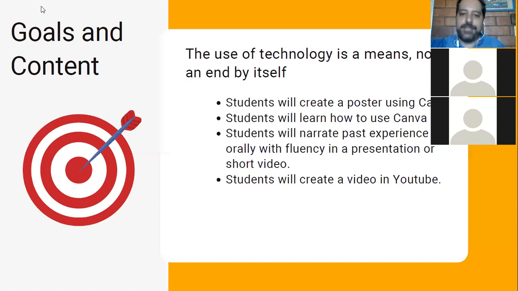Okay, the use of technology is a means, not an end by itself. So we have 4 different examples of objectives. 2 are a good example of this principle, and two are not. Which ones do you think are the two that best represent this principle for setting goals?